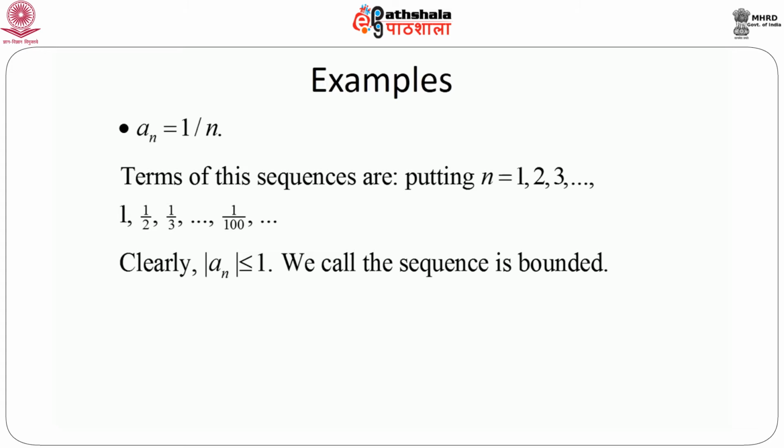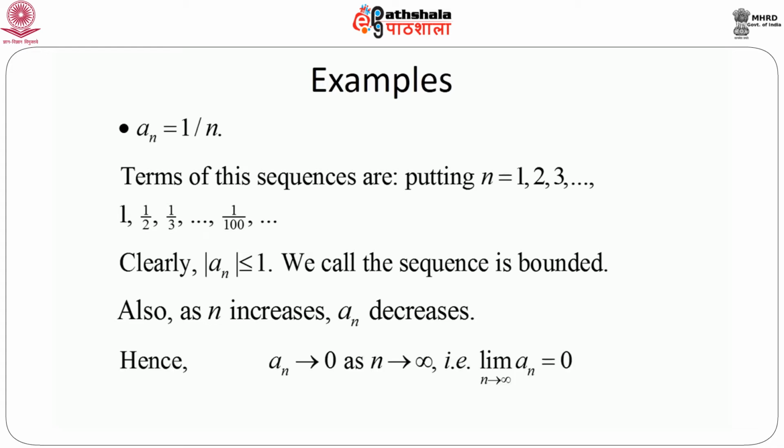So right now I am just giving some examples so that we can have a feel of what a sequence looks like. Now one important thing is that as n increases, n is in the denominator, so as n increases, clearly an decreases. So it is clear that as n gets larger and larger, the value of an gets smaller and smaller.